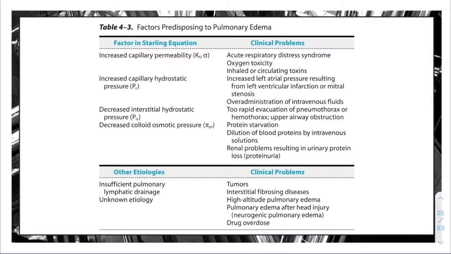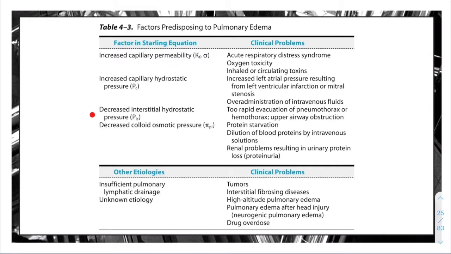Another factor in your Starling's equation would be increased capillary hydrostatic pressure. Capillary hydrostatic pressure will push the fluid to your interstitium. Okay? So hydrostatic pressure increases, pushing the fluid to the interstitial space. This can be found in patients with increased left atrial pressure resulting from left ventricular infarction or mitral stenosis.